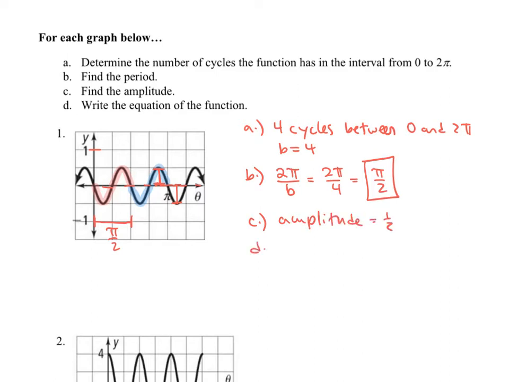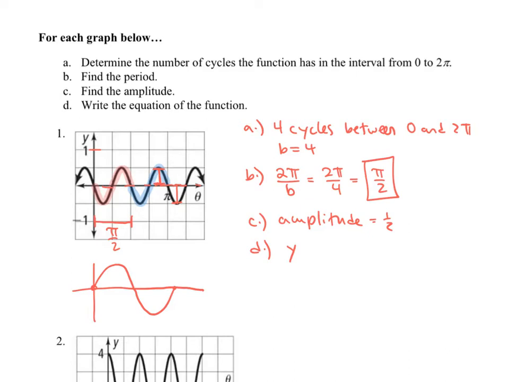And for part D, we want to write the equation of the function. So to write the equation of the function, we want to determine if it's a sine or a cosine function. This function is going through the origin, so it would make sense to consider it a sine function. But normally our sine function starts at the origin and goes up first, then down and back, and that pattern continues. This one, however, goes down, then up, and back to the axis.